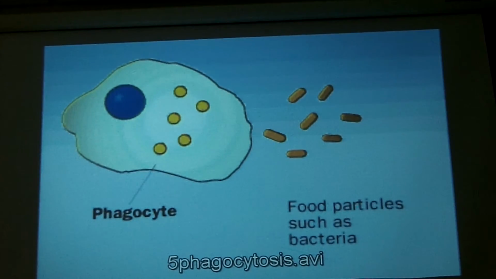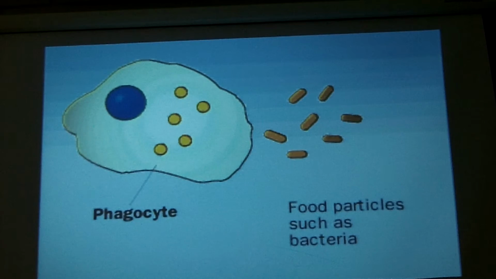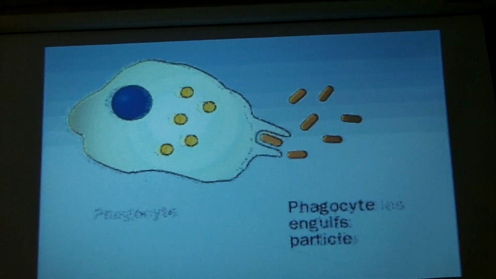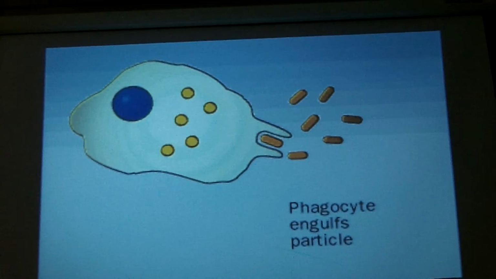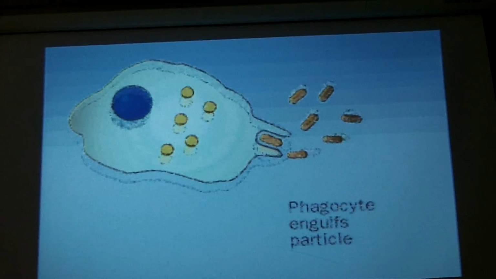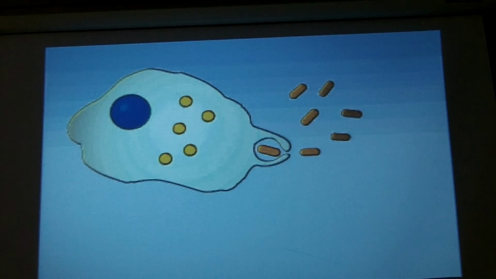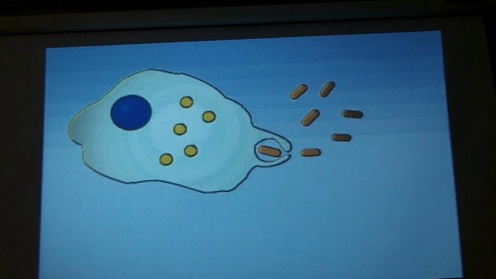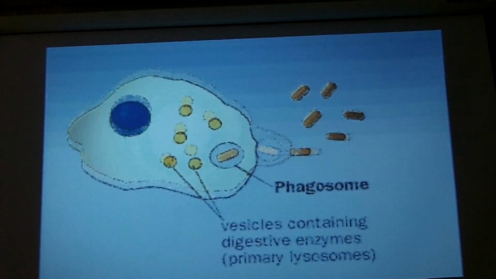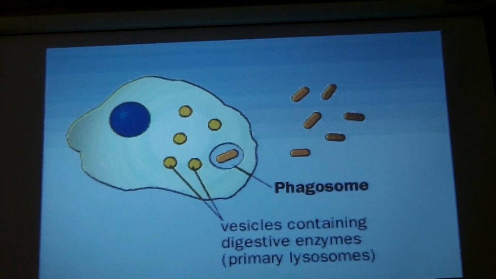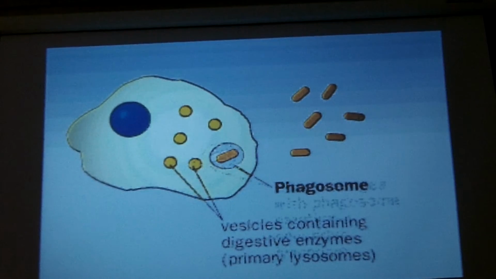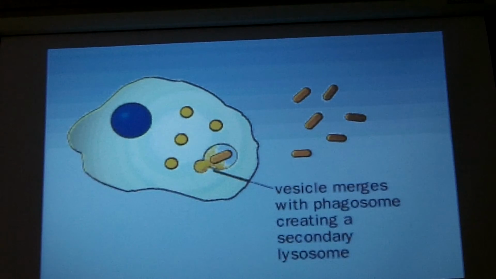Phagocytosis, which means cell eating, is a form of endocytosis. A cell such as a phagocyte engulfs surrounding material, forming vesicles called phagosomes, derived from the plasma membrane. Phagosomes merge with vesicles called primary lysosomes that contain digestive enzymes, forming secondary lysosomes. Digestion takes place within the secondary lysosomes.